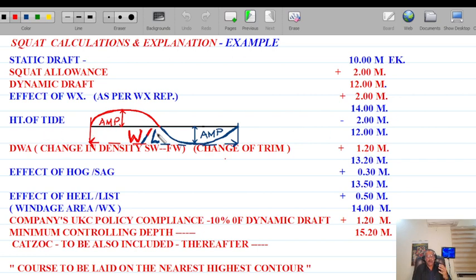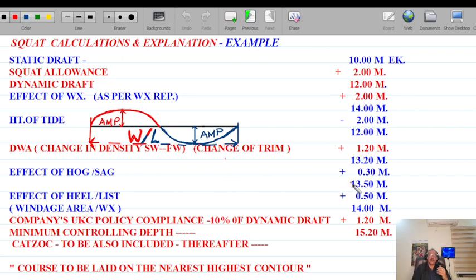So, with the height of tide, we were at 12 meters. Now, with the additional factor of dock water allowance, that is the density going from sea water to fresh water, we have added 1.2 meters. This gives us a figure of 13.2 meters. That is 12 plus 1.2.